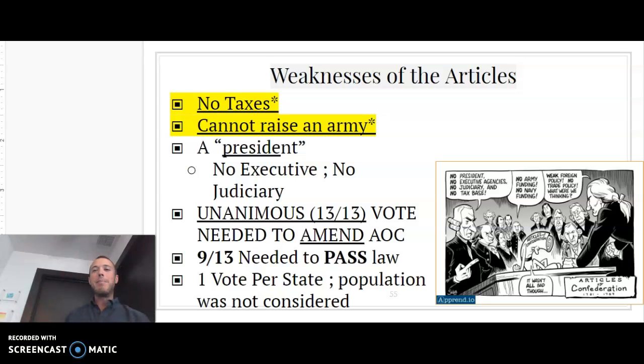They have a president, but there's no executive and no judicial branch. The legislative branch is the only one that exists. A president doesn't really execute anything. He just presides over the council.